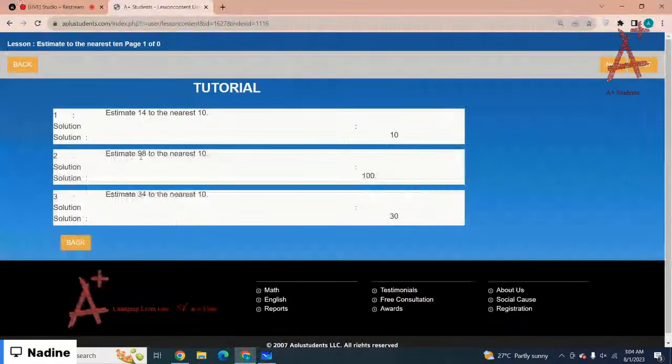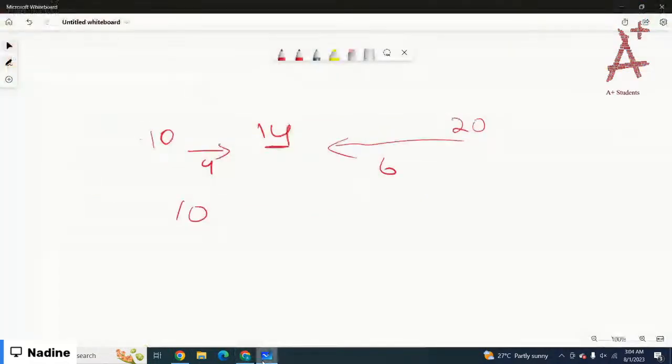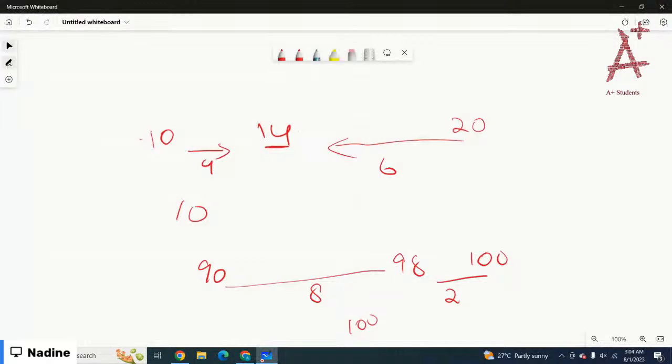Estimate 98 to the nearest 10. Okay, you have 98. 98 is between which two tens? 90 and 100. 98 is 8 far from 90, but 2 far from 100. So you estimate it to 100 because 98 is near to 100, right? That is a way you can understand easily, right? So 98 is estimated to 100.